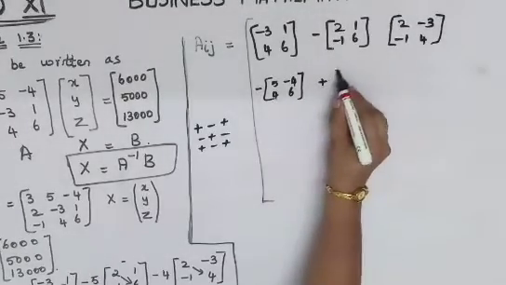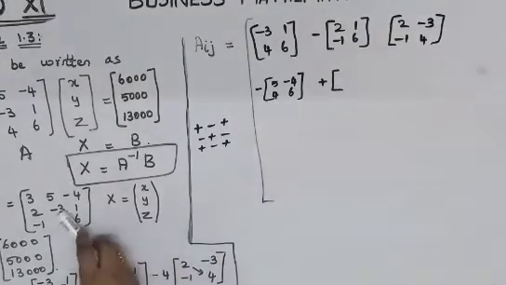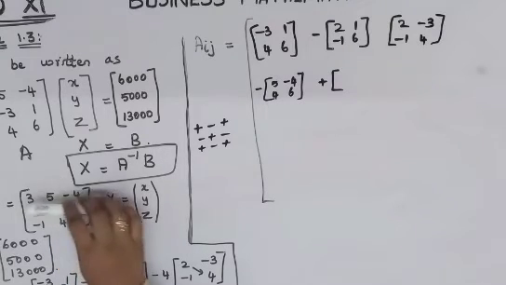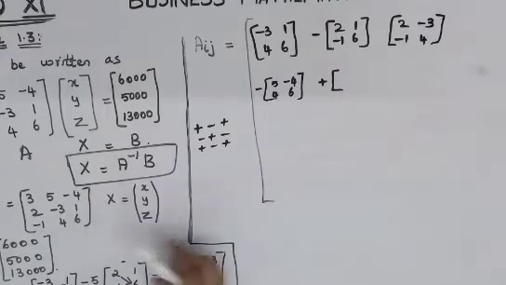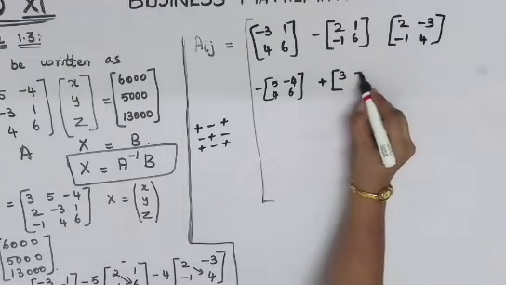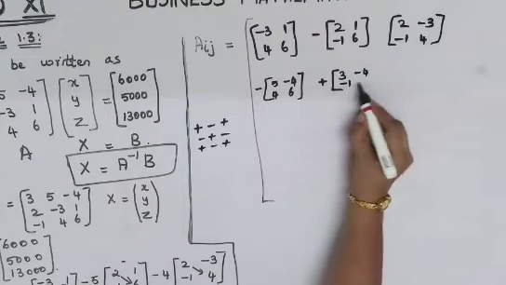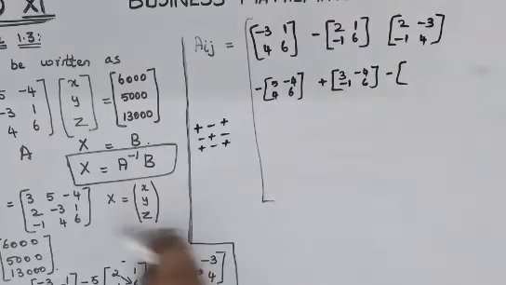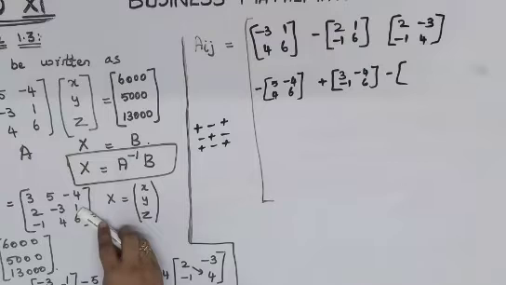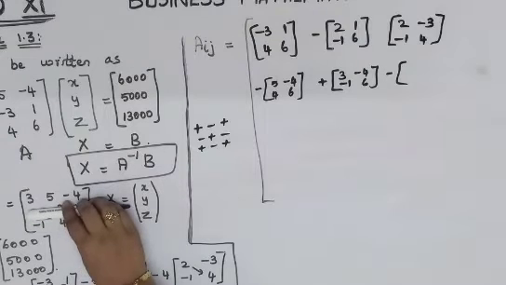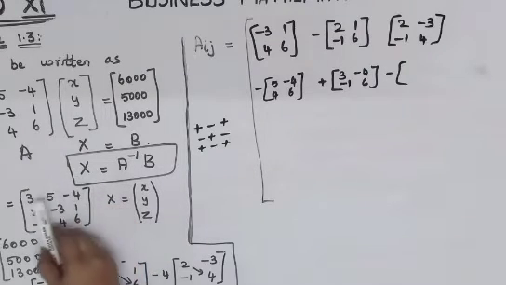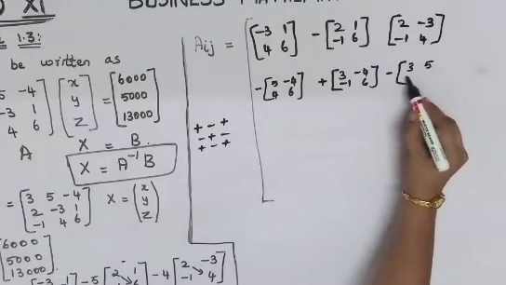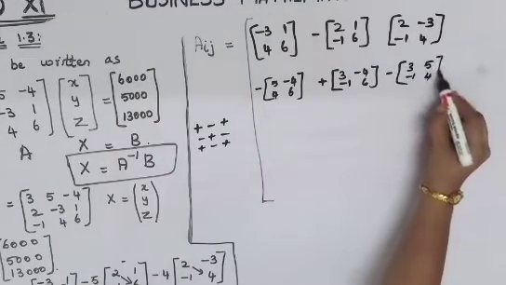Then plus, open your bracket. So this term, it is column and the row. Left out is 3 minus 4 minus 1 6. Then with minus, this minus. The 1 you will have to find: minor of 1 is removing that row and column. 3 5 minus 1 4.